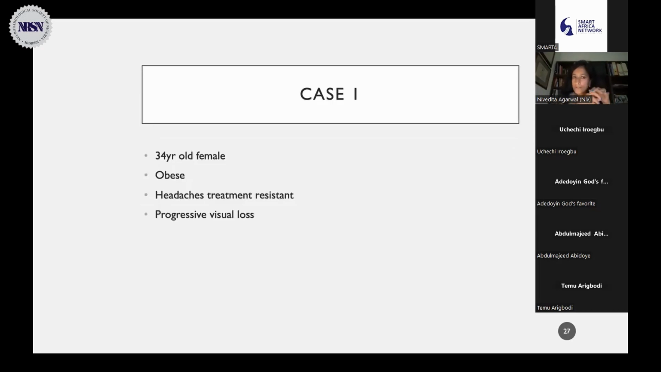So you will have heard about this IIH as pseudotumor cerebri or benign hydrocephalus. Please don't call it benign because it causes visual loss and blindness. So the term benign has been dropped off. Pseudotumor cerebri is great, but the best way of identifying this case that I'm going to show you is idiopathic intracranial hypertension. 34-year-old female, 2 years of I don't know how many MRIs, obese. She has several headaches. They're treatment resistant, progressive visual loss.